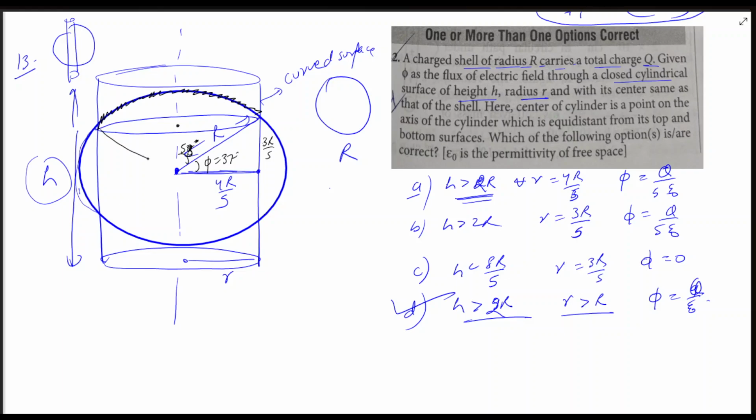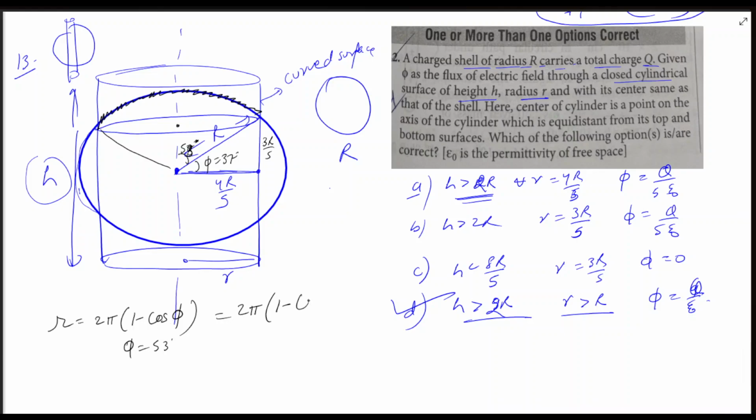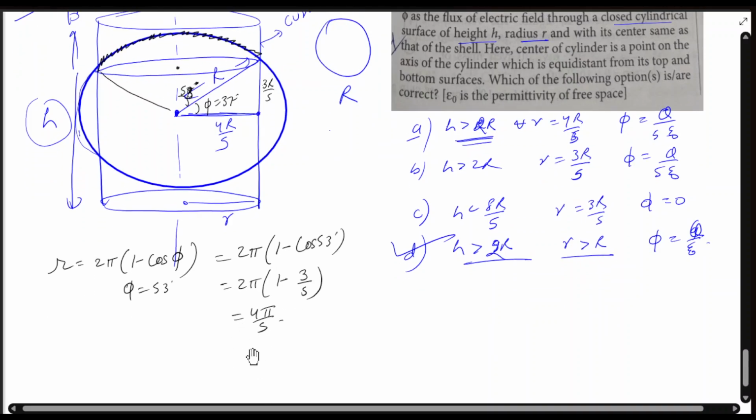Okay. Now we can use the concept of solid angle. What was it? Solid angle was 2 pi (1 minus cos phi). So we can put phi at 53 degrees. We'll get 2 pi (1 minus cos 53), and cos 53 is 3 by 5. So it will be 4 pi by 5, right? We have this solid angle. From this we can find our area. So area will be simply 4 pi by 5 into r square.